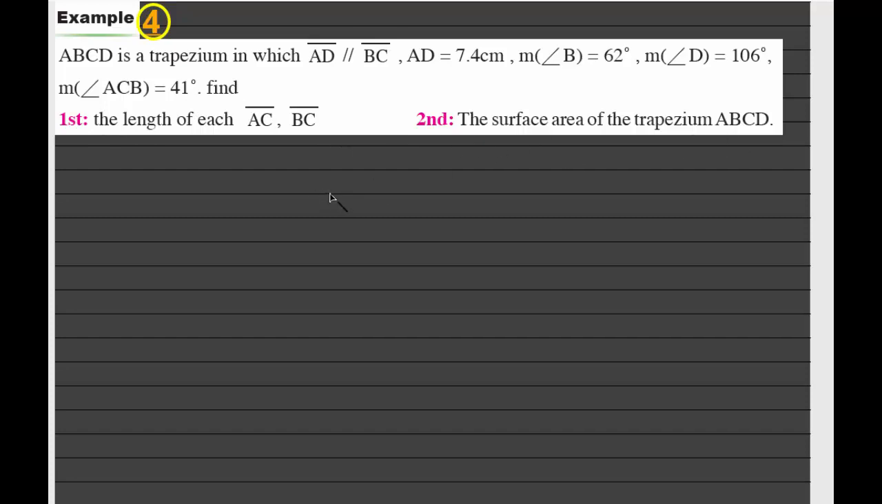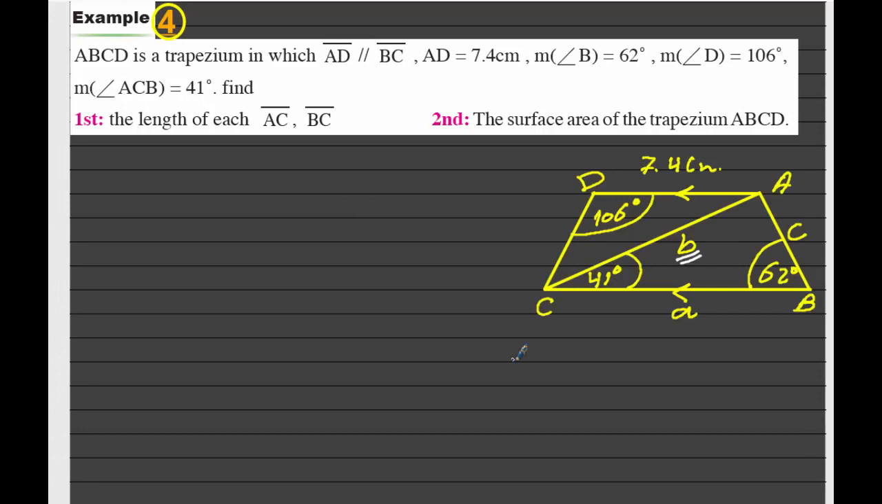Okay, first we'll draw the trapezium. Now we can't use the triangle ABC because there is no given side here. We don't know the length of any side of triangle ABC. So I'll try to use the triangle ADC, because we know the length of one of its sides. It is DA equals 7.4 centimeters.